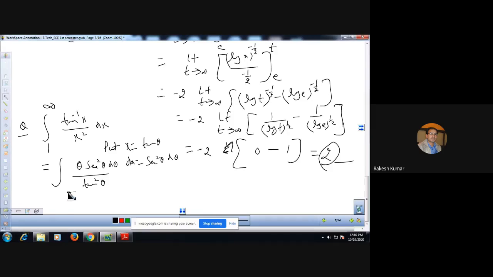So, and what about the limit? When x is equal to 1, theta will be pi by 4. So the lower limit is pi by 4.